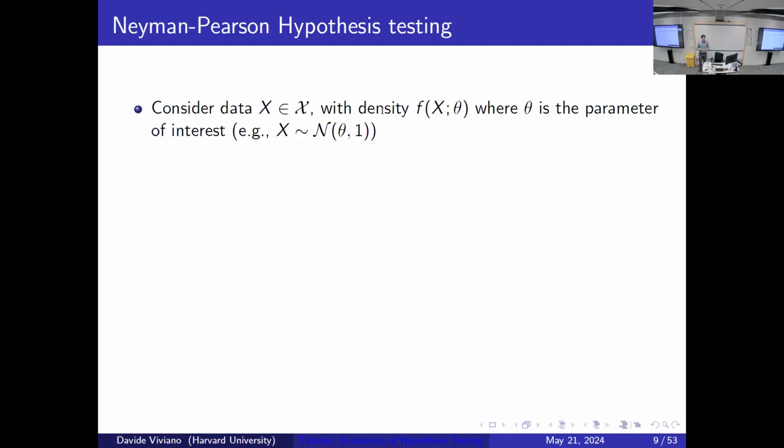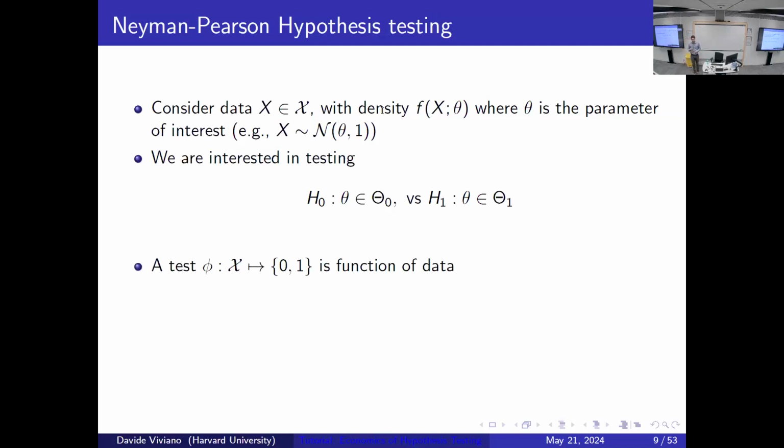Okay, so consider data, and this data may be drawn from some density, which is parameterized by given parameters theta. So we can think about theta, for instance, as the mean of our distribution. So we're interested in some null hypothesis that we can posit by saying, well, our parameter theta is in some parameter space theta 0, and the alternative hypothesis will state that the parameter theta is in the space theta 1. And so we can think about a test just as a map from the data to 0, 1. In principle, it could be randomized. Let's consider non-randomized tests for simplicity. So either accept or reject.